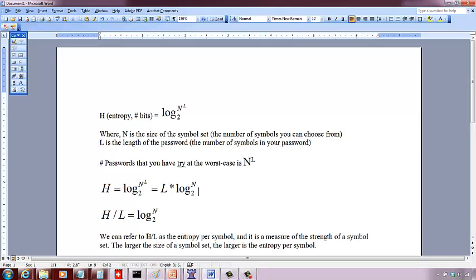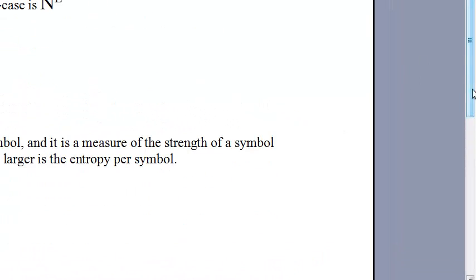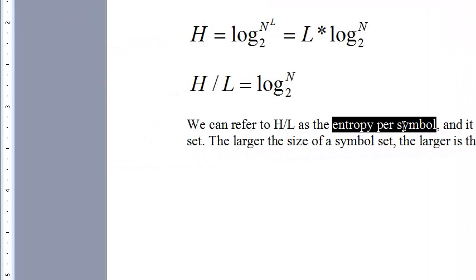We refer to this h over l as the entropy per symbol, and it is a measure of the strength of a symbol set. So again, the larger the value of log n to the base 2, the larger is the entropy per symbol. Which means if you want to choose a password of the desired entropy from a symbol set, once you know the entropy per symbol and the desired strength you want, then you can find the length of your password.